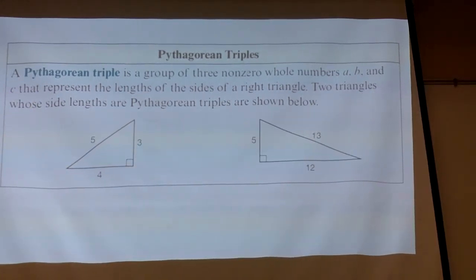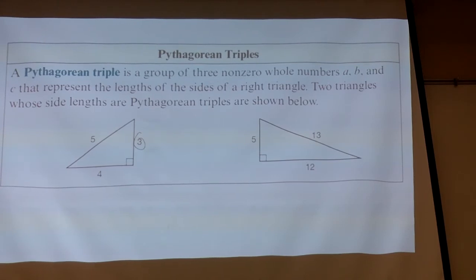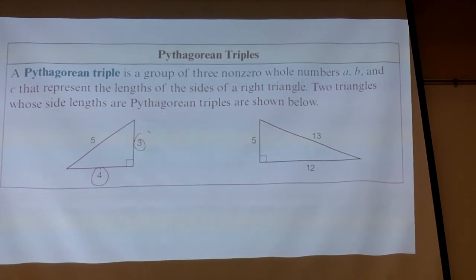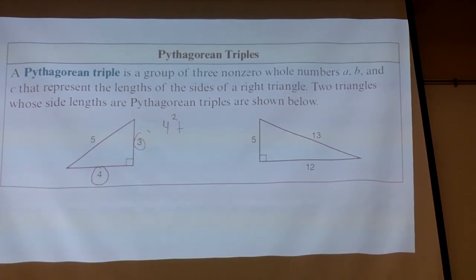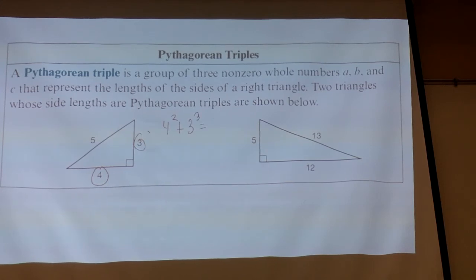Okay, so what I'm saying is I'm going to grab this guy and this guy. I've got 4 squared plus 3 squared is equal to 5 squared. That's going to be 16 plus 9. That's a square.